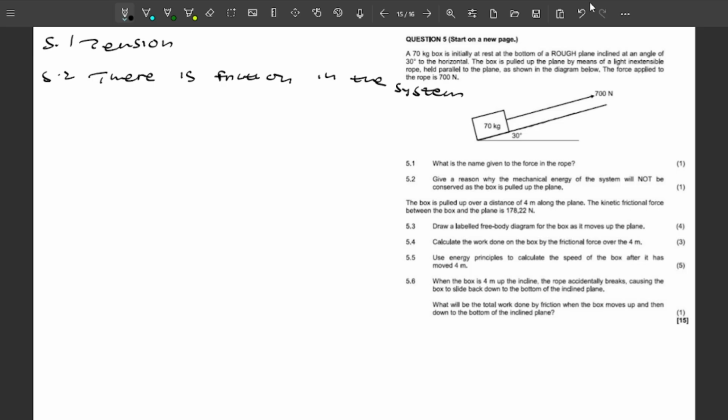That's the answer that you can give. Moving on to 5.3. Now 5.3, the box is pulled up over a distance of 4 meters along the plane, right? And the kinetic frictional force between the box and the plane is 178.22 newtons. Now the first question reads, draw a free body diagram as it moves upwards the plane.